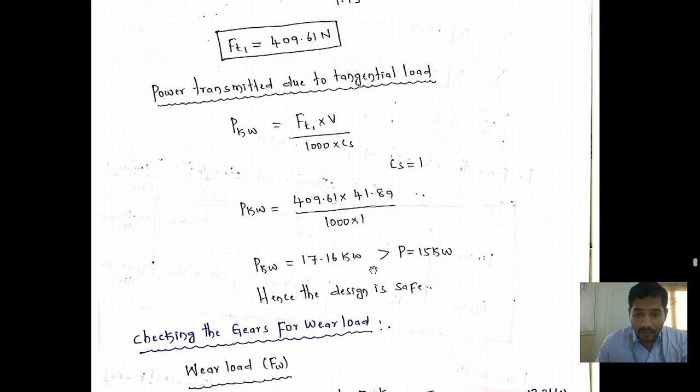So we can say that this 17.16 kilowatt is greater than whatever power is given in the problem. How much power is given? 15 kilowatt. For that reason we can say that the power transmitted to the tangential load is greater than the power given in the problem. Our answer is 17.16, and in the problem the given power is 15. So hence the design is safe.